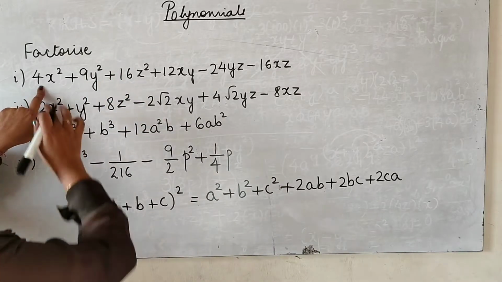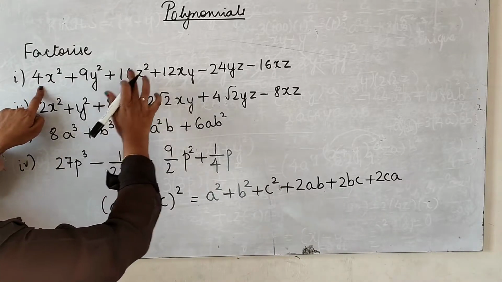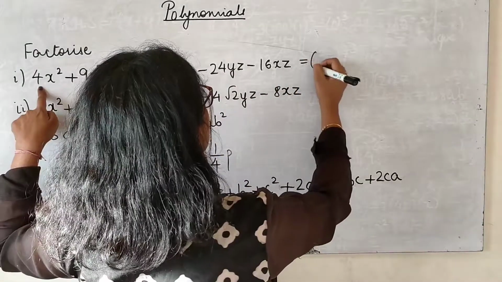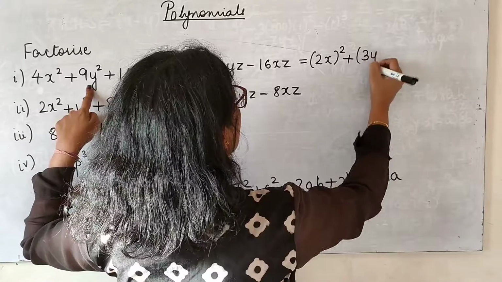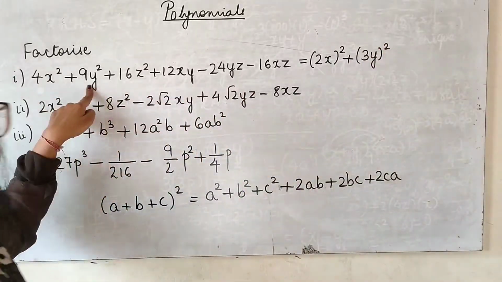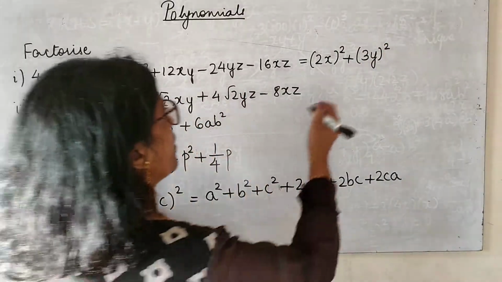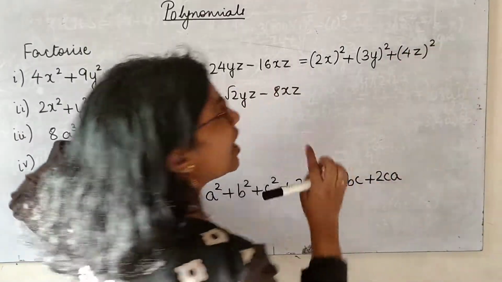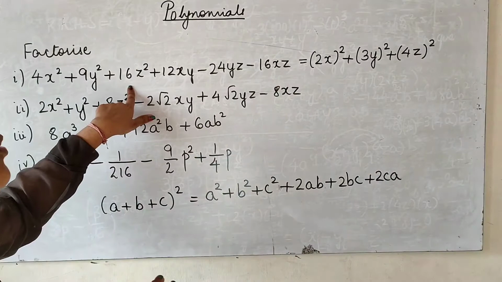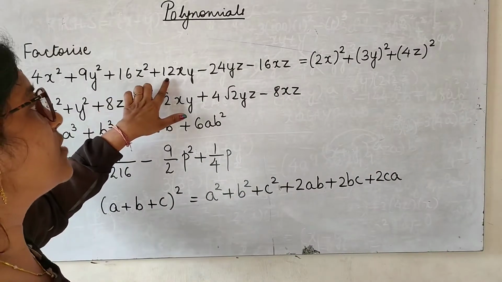So my question is 4x square plus 9y square. I will write this as 2x the whole square. 9y square we will write as 3y the whole square. Okay, we're making it perfect square form. And 4z the whole square. After this much is done, you are almost done with the question.